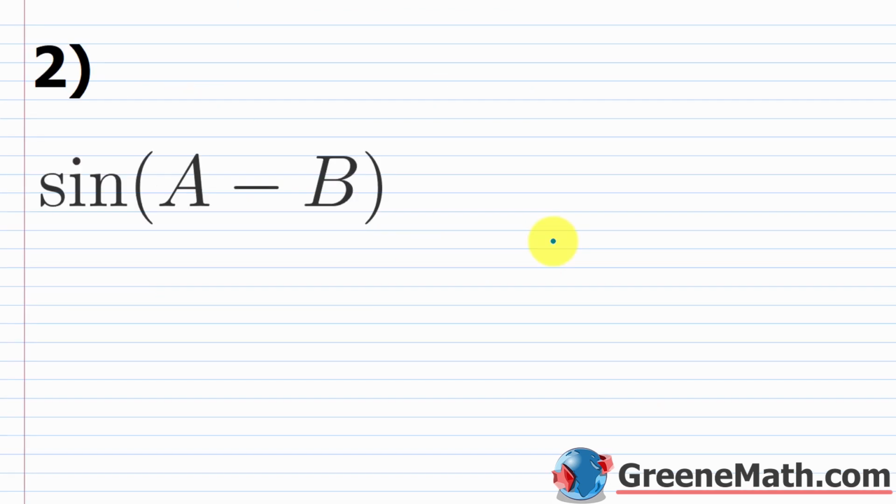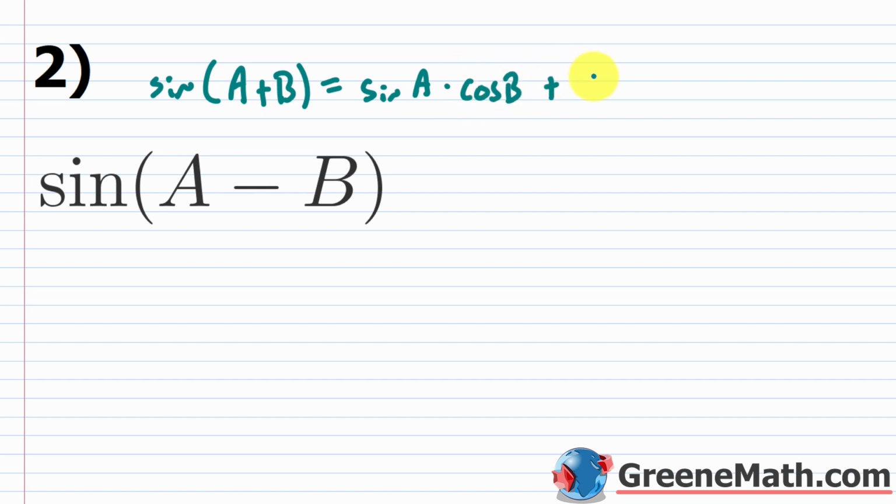All right, let's take a look at problem 2. So for this one, I'm going to rely on what we already did in problem 1. So now we have the sine of A minus B. In problem 1, we used a bunch of different identities to determine that the sine of A plus B was equal to the sine of A multiplied by the cosine of B. Then we had plus our cosine of A times our sine of B.